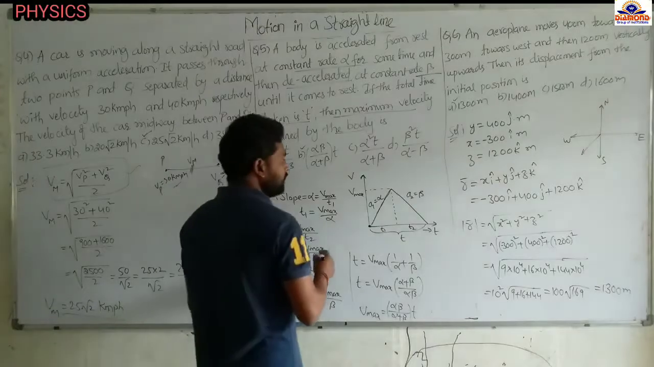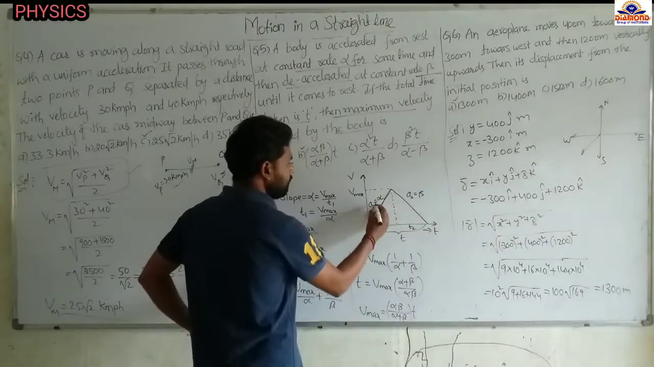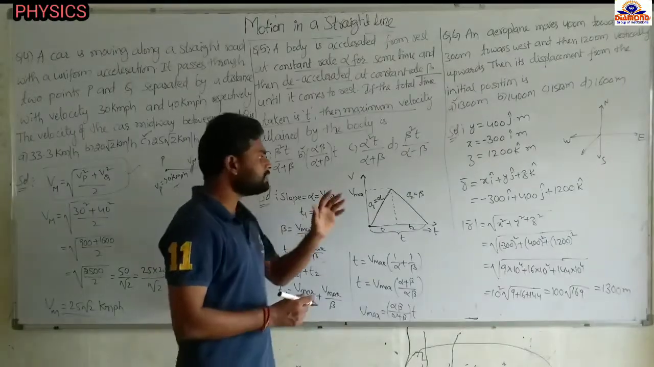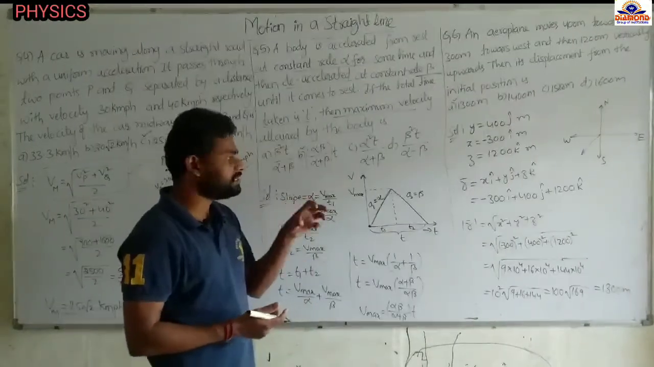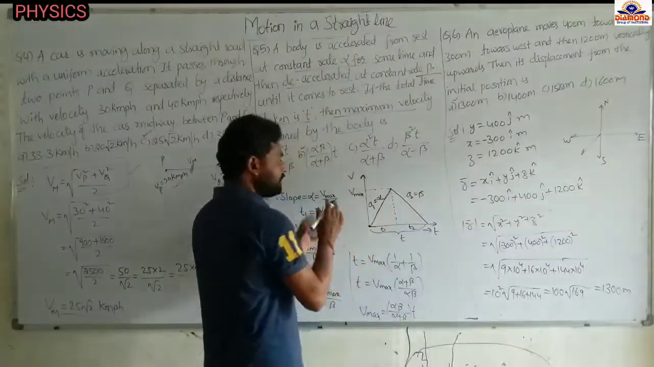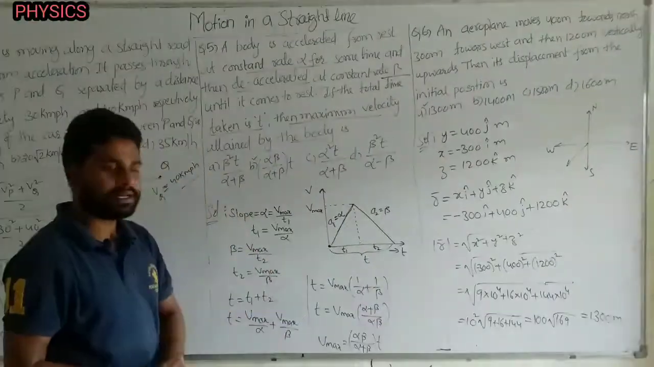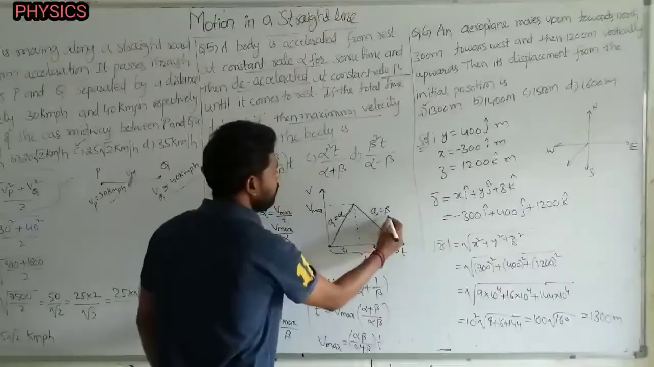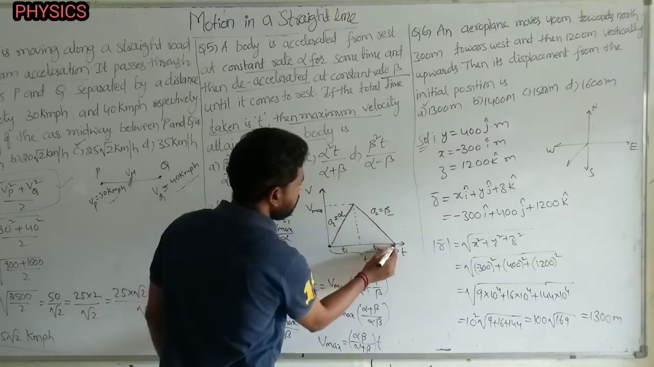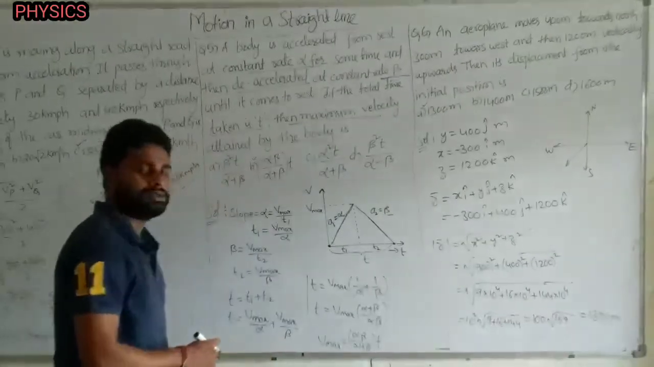The acceleration is given, a1 equals alpha. So here it is accelerating and the velocity is increasing. At one point the velocity becomes maximum. After that point it decelerates with rate beta, and the velocity becomes 0.